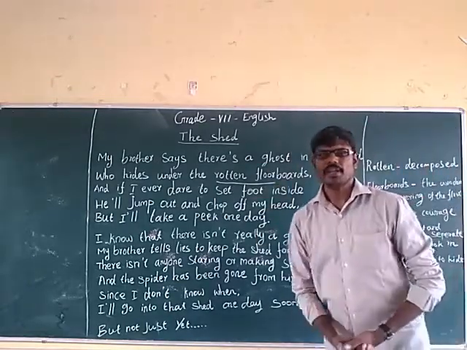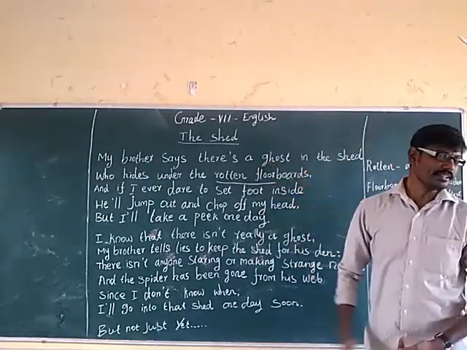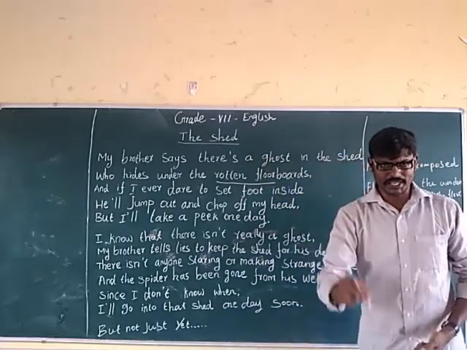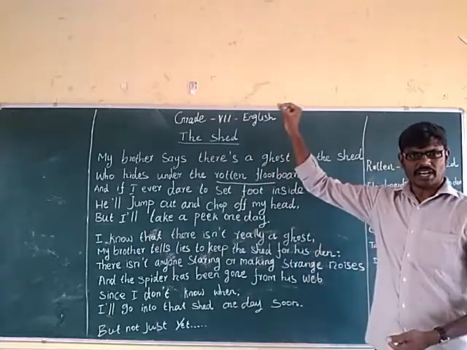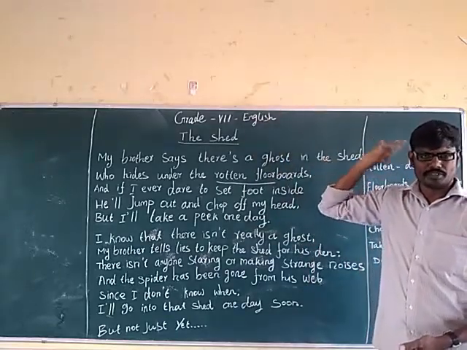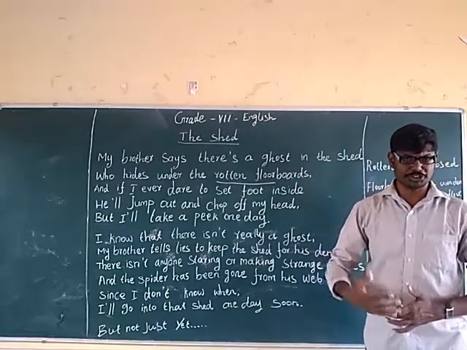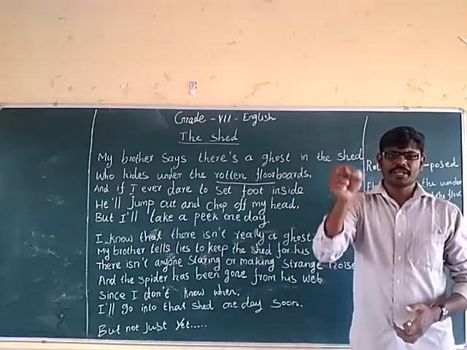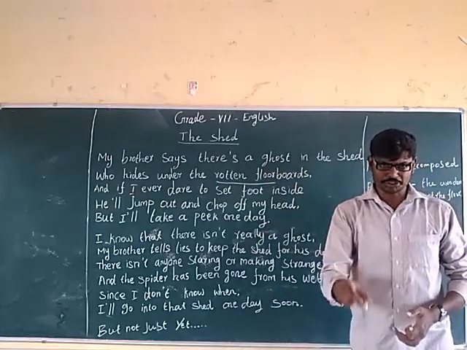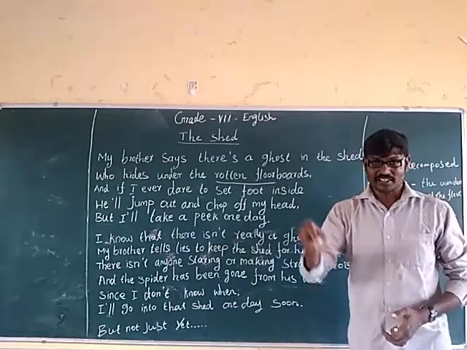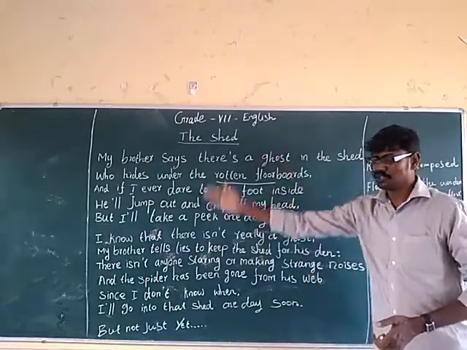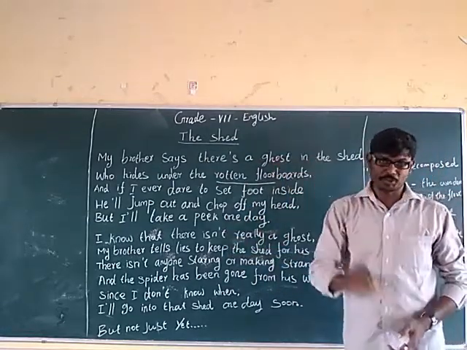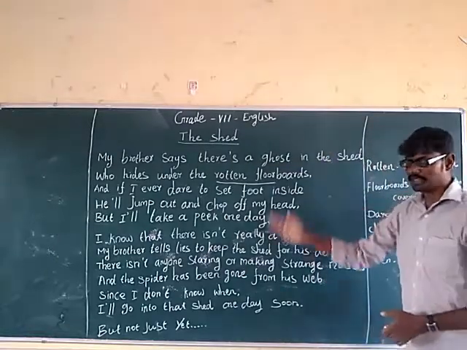This is how the poem concludes. This is a narrative poem, and the speaker of the poem is a child. The author is an Australian writer. Even though he was a writer, he made many contributions to religion and medicine. The whole poem has been narrated from the child's point of view, the speaker's point of view. This is how the poem ends.